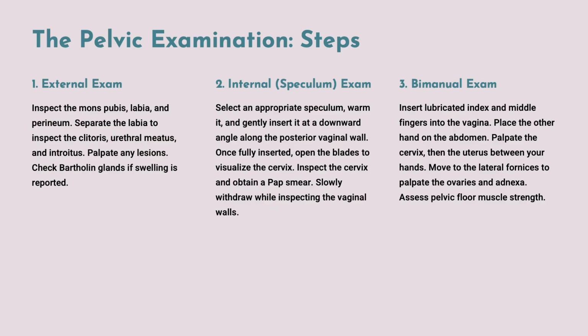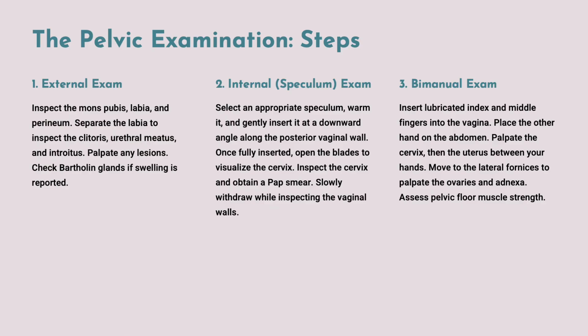Okay? And lastly is the bimanual exam. Bi means two, manual means hands. So you use your two hands to do the bimanual exam. How do you do it? You insert a lubricated index and middle finger into the vagina. Then you place the other hand on the abdomen.